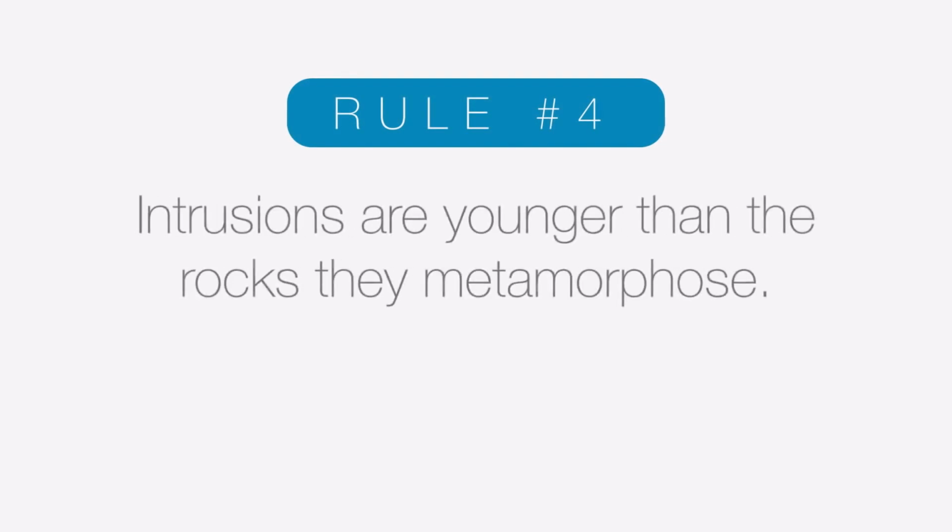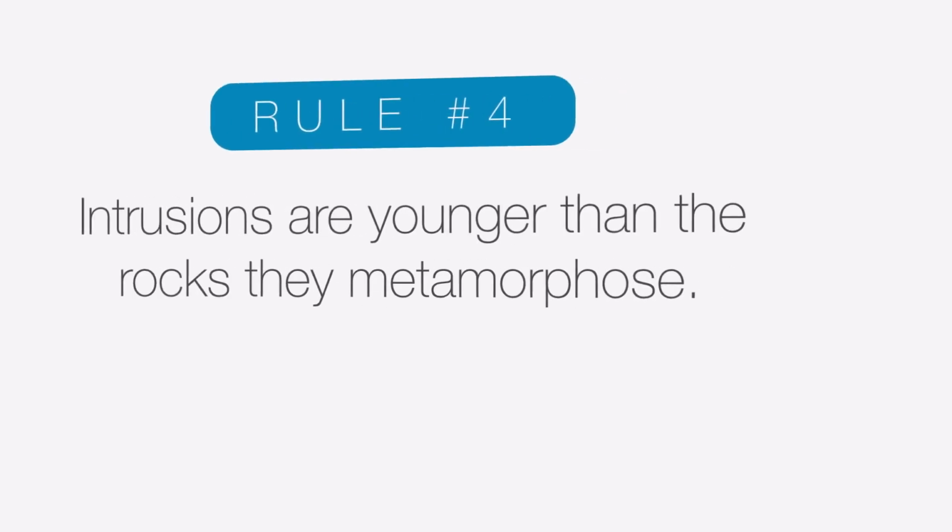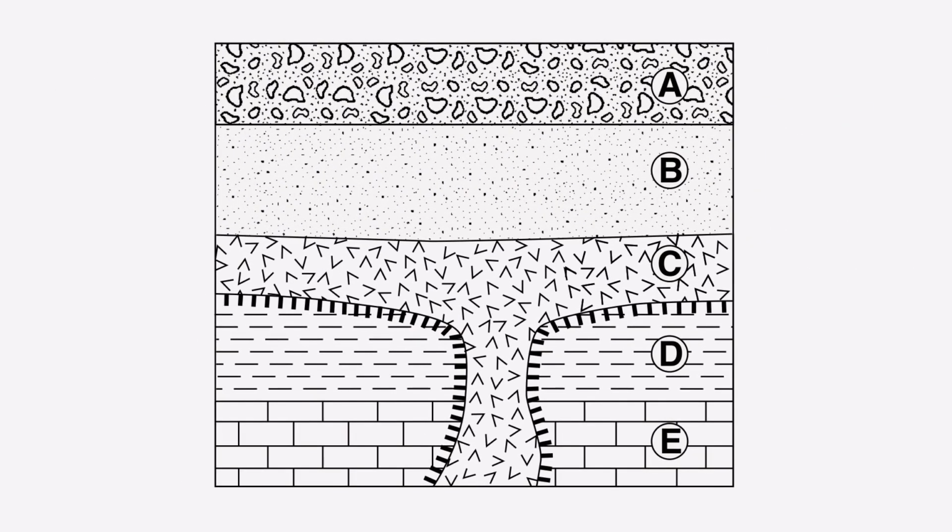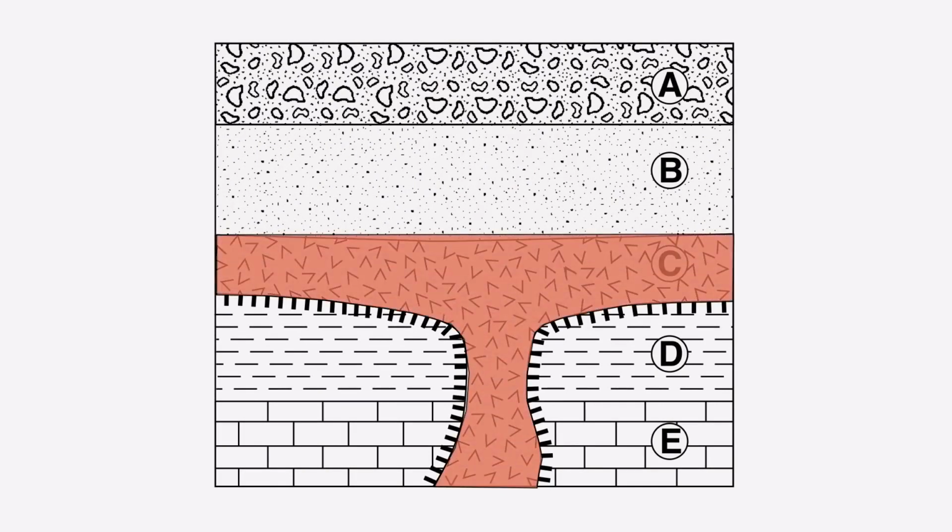For example, rule number 4 involves intrusions, and it says that an igneous intrusion will always be younger than the rock that it affects, or the rock that it metamorphoses. So let's take a look at this sequence right here. Now what you notice is this area right here, and what this is an igneous intrusion. That means that at some point in history, magma, melted rock, molten hot rock, forced its way up through some of the layers, and then solidified into solid igneous rock.